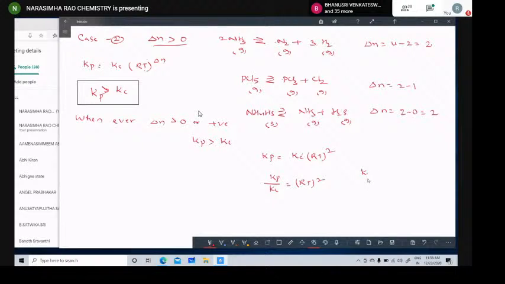Or Kp is equal to Kc by (RT) whole power minus 2. Or Kc is equal to Kp upon (RT) square.